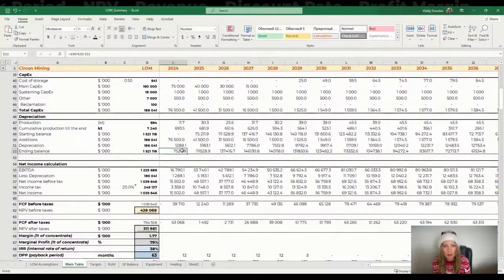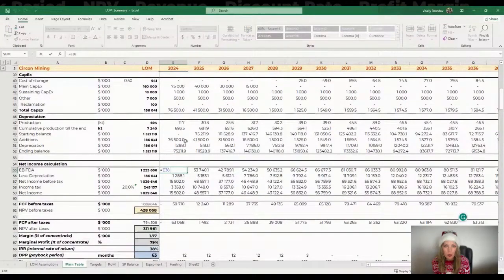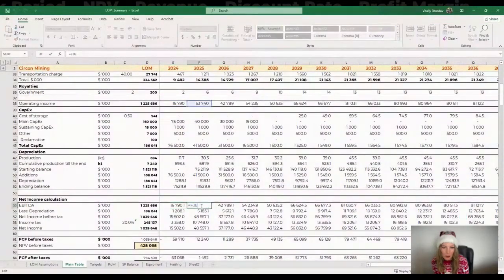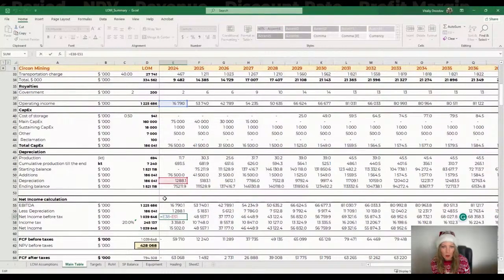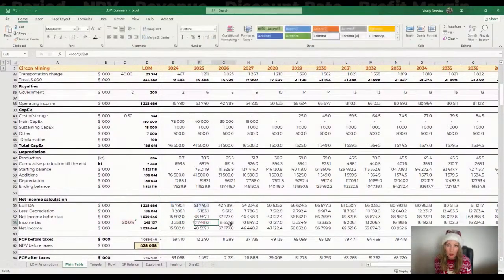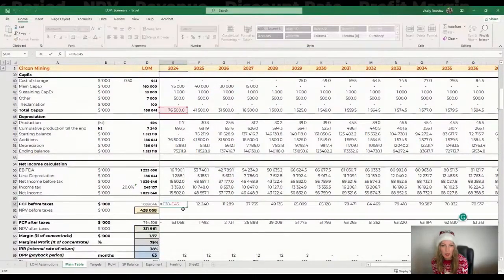So now let's calculate net income. We'll start by taking the operating income and duplicating it under the name of EBITDA. It's basically earnings before interest, taxes, depreciation, and amortization, or EBITDA. In this case, EBITDA is effectively the same as our operating income. Next, we'll replicate the depreciation figure, and we then compute the net income before tax by subtracting depreciation from EBITDA. We also incorporate income tax into our calculations by applying the relevant tax rate to EBITDA. This enables us to calculate net income, which is figured out by subtracting both depreciation and income tax from EBITDA.